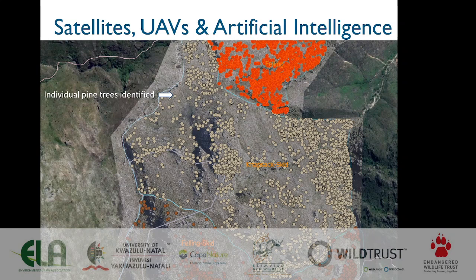However, there are a few catches. The better the resolution and the more frequent the updates, the higher the analysis burden, but artificial intelligence detection routines are likely to solve these classification difficulties. In the slide here, you can see an image where drone footage has been used to identify the locations of each individual pine tree in a mountain near Franschhoek.